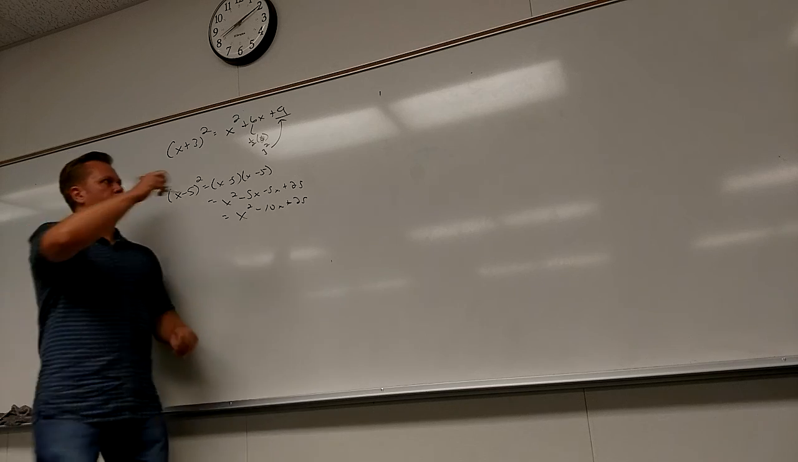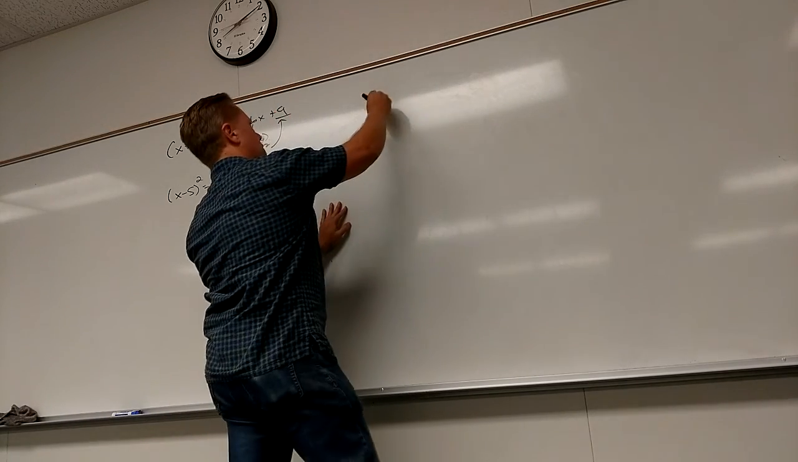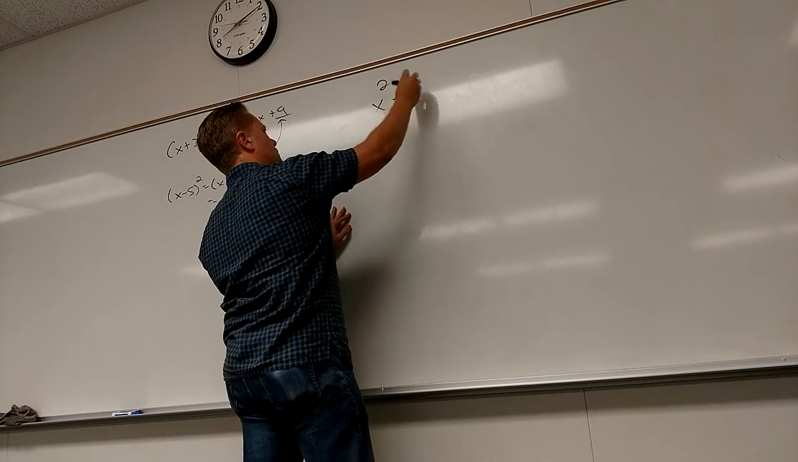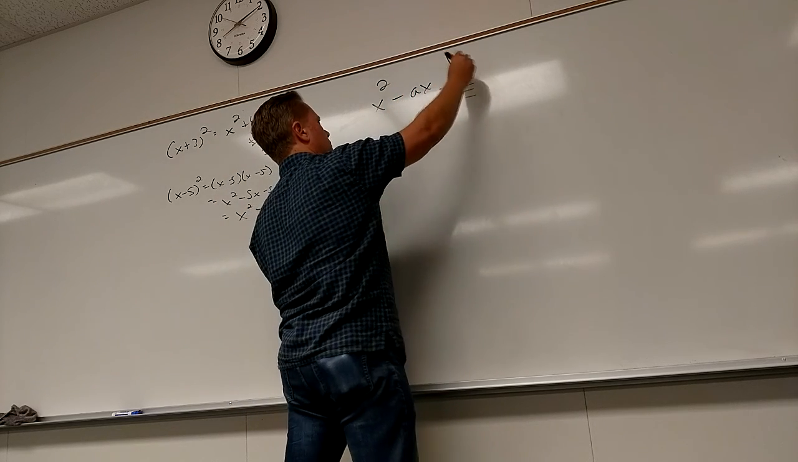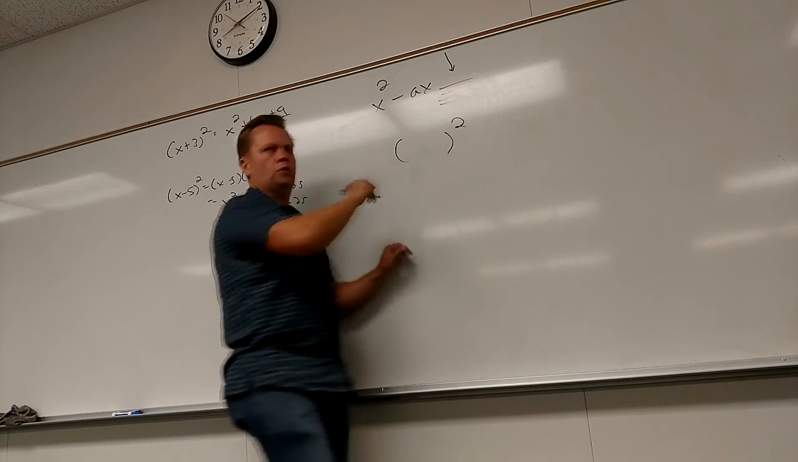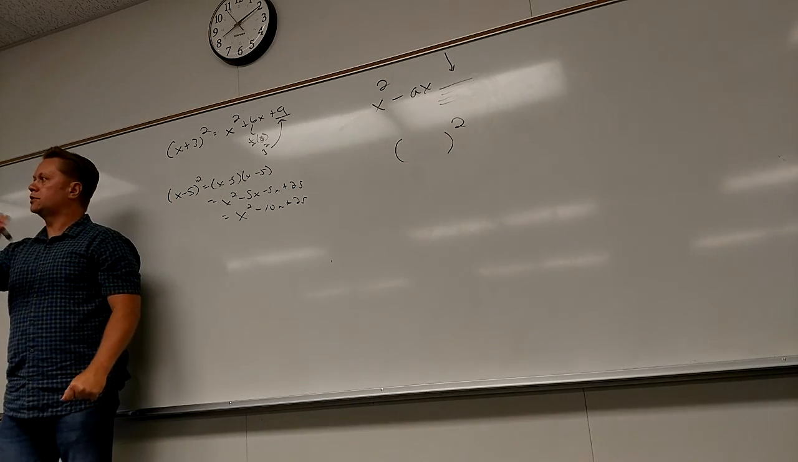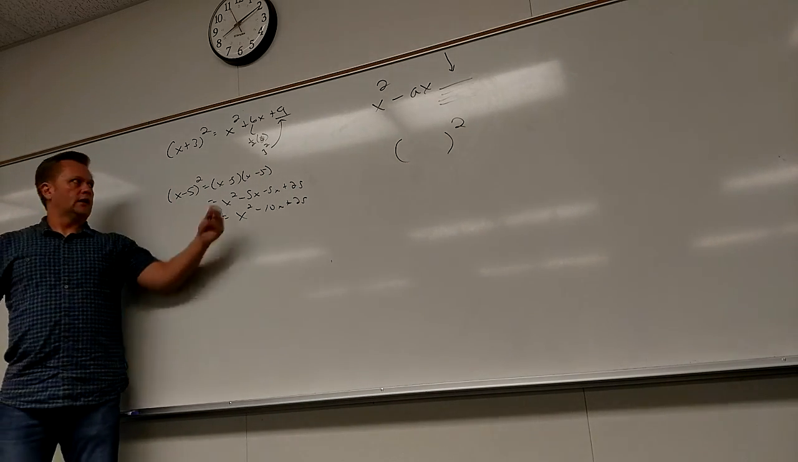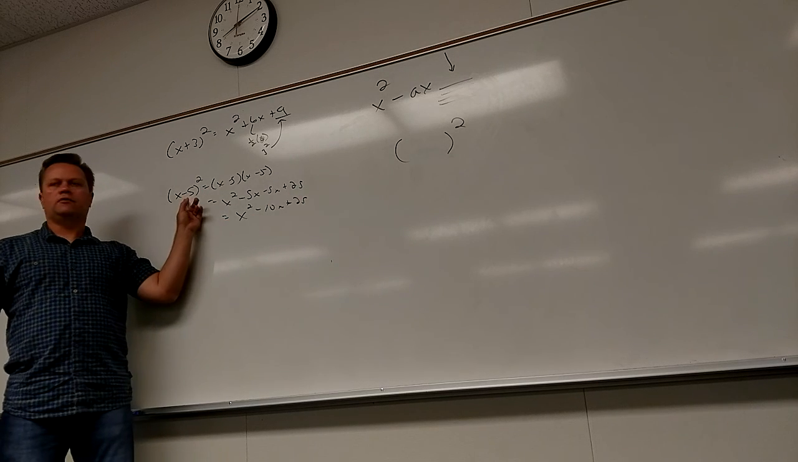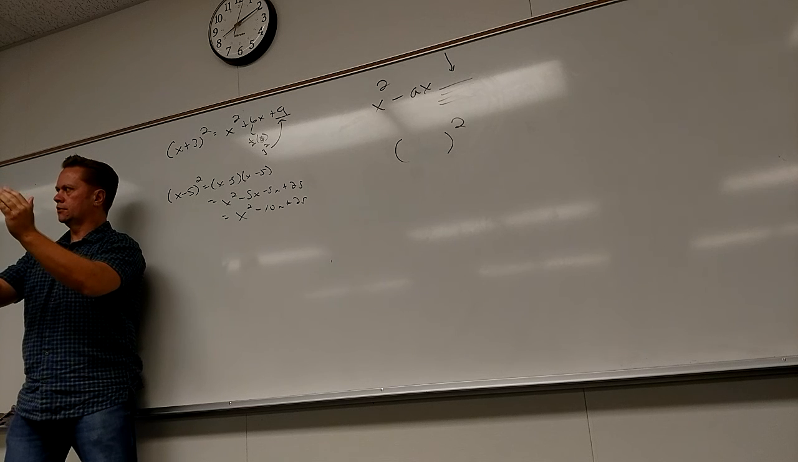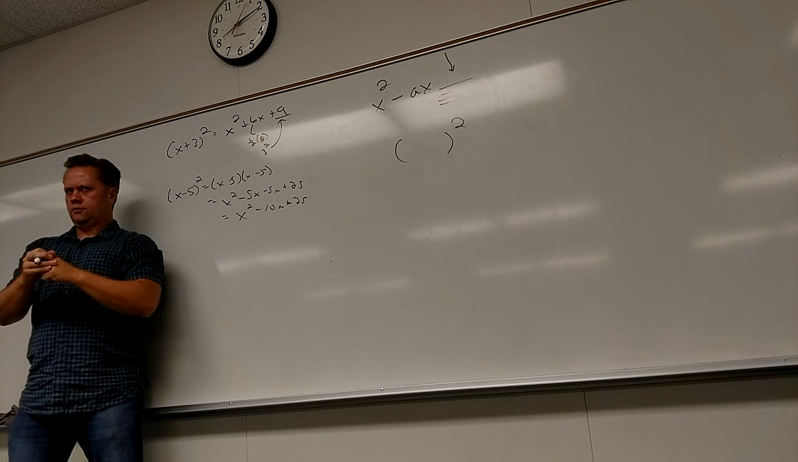Anytime I have something where it's x squared minus something x, I can always, always, always figure out what to put here to make it become something squared like that. That's really what I'm going to do. I'm going to do this backwards now. I'm going to start with this and ask what I would have to add to this so that it factors like something squared. I like it.